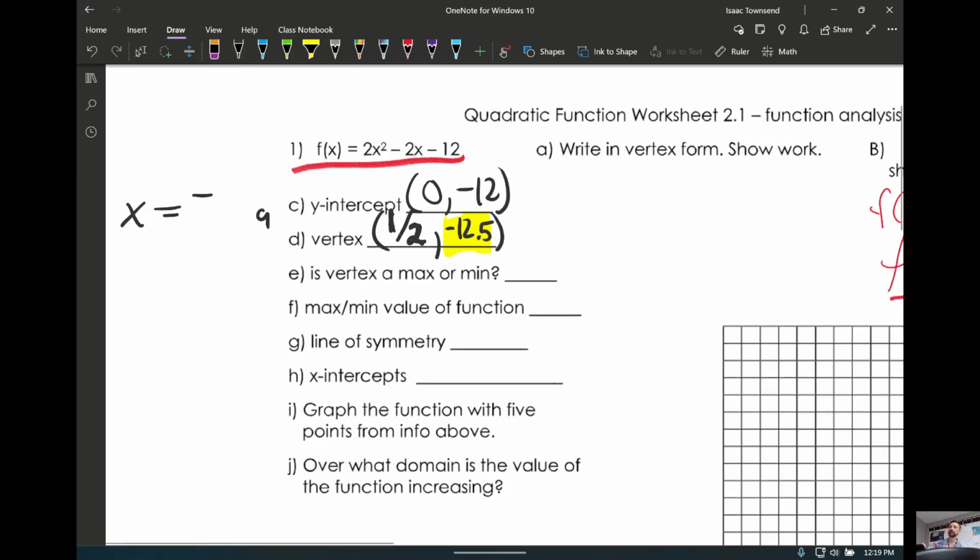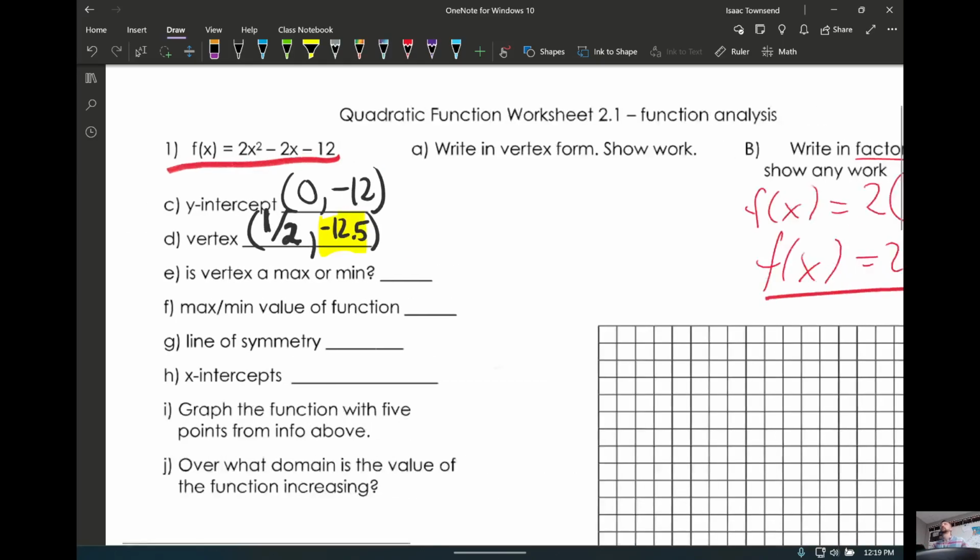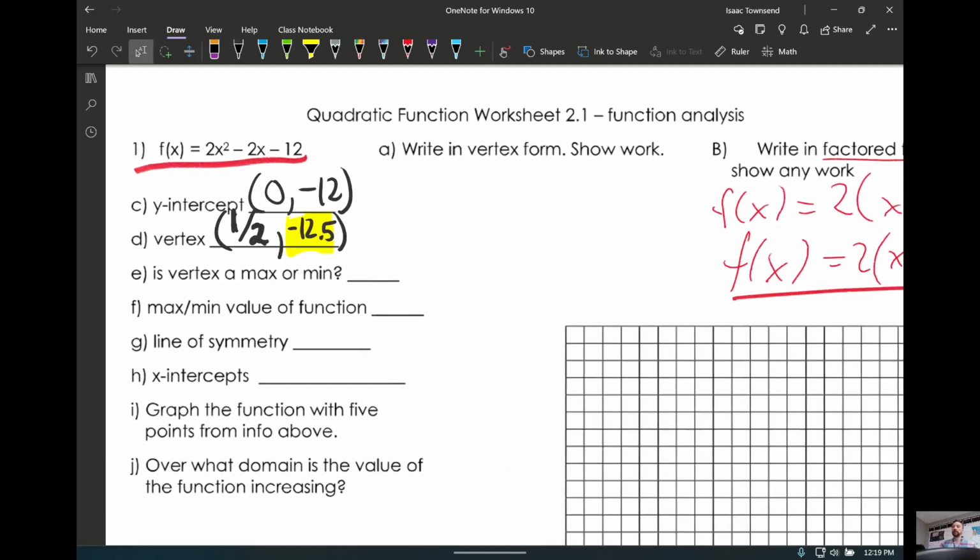Again, that's one of the first algebra things you ever learned. But again, I will show you a second way to find the x value of the vertex before this is over.